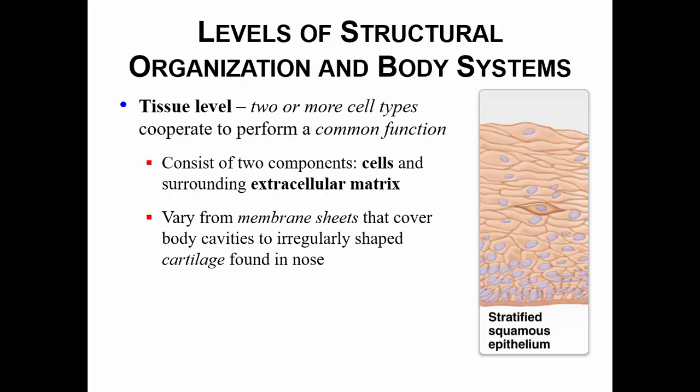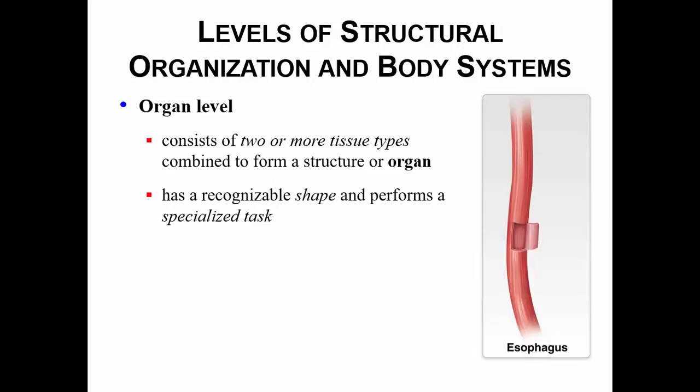And it can make a whole sheet or membrane, or the tissues can be arranged really irregularly. Like the cartilage that's in your nose, you've got very irregular tissue there, whereas your skin has a sheet of cells forming that tissue. So we started with chemical, we added cellular, we added tissues. Now we're going to add organs.